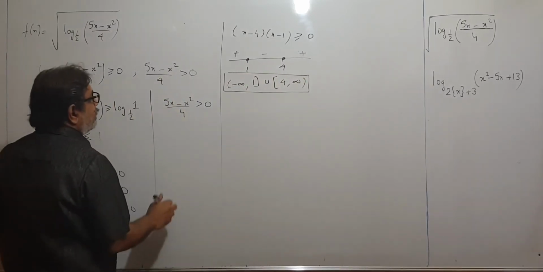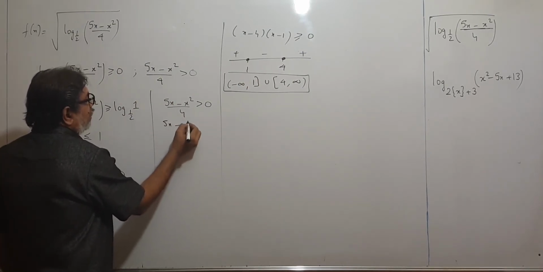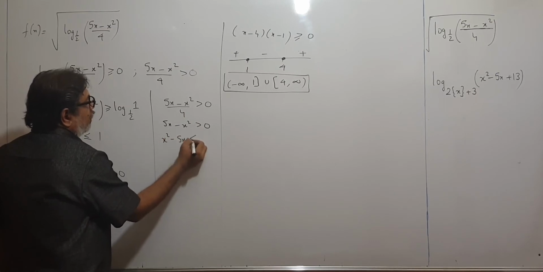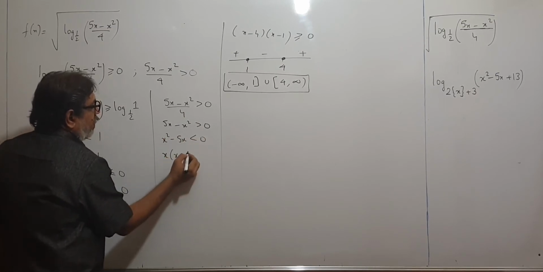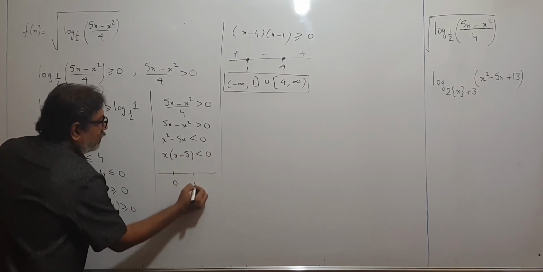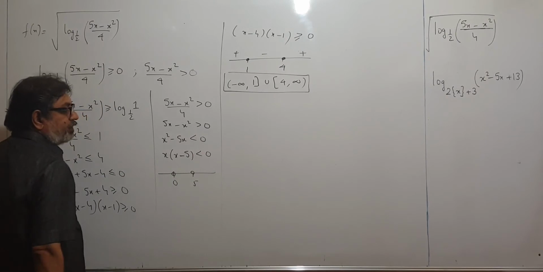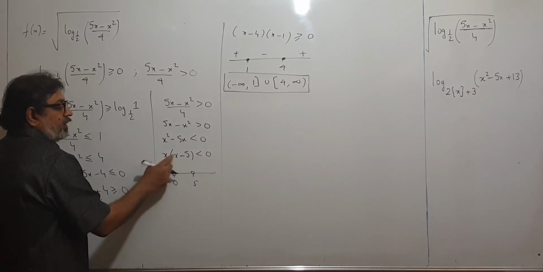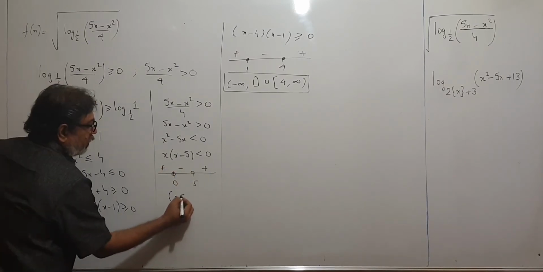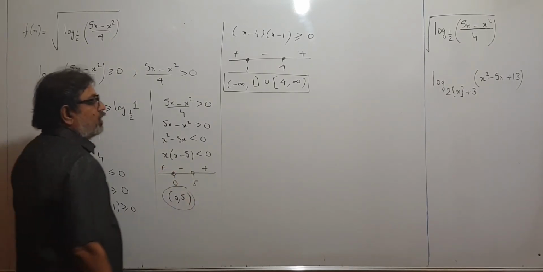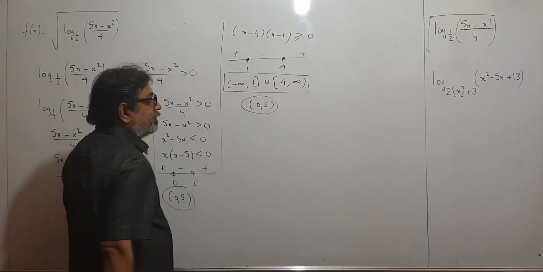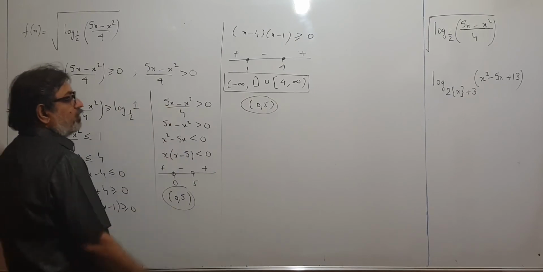Now let us look over here. This will be 5x − x² greater than 0. 4 gone over there. x² − 5x less than 0. x(x − 5) less than 0. Take the number line. 0 and 5, not included, not included. If you keep 6, this will be positive. Negative and positive. 0 to 5. So this and 0 to 5 both should be there, because this also and this also both should be there.